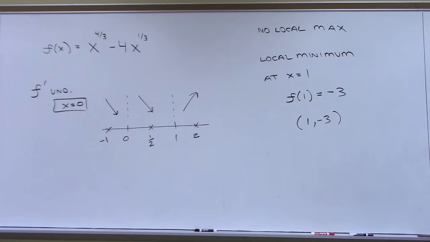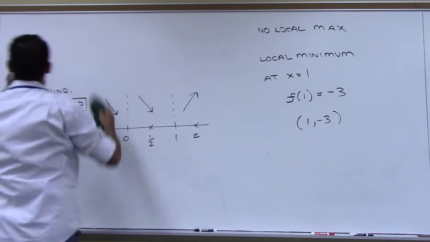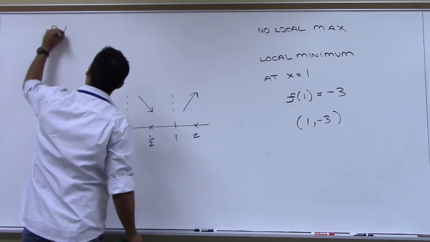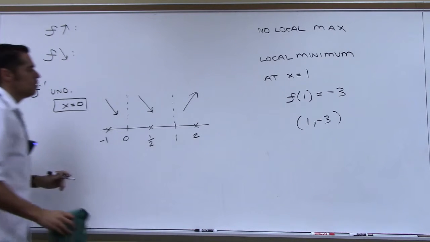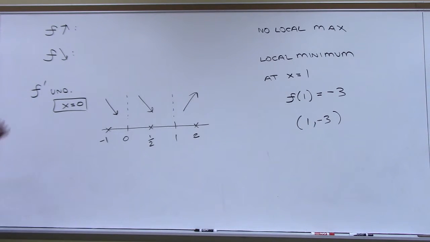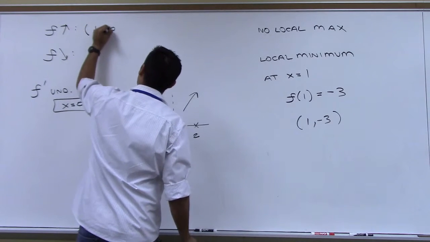Oh, did I ask for increasing? Okay, I did ask for increasing. I'm sorry, I thought I only asked for local maximum. Yes, I want to know where it's going up and down. I'm glad you mentioned that because there's something we have to look at here. So where's the function going up? Where's the function going down? Where's it going up? 1 to infinity, right? And I said use parentheses on increasing, decreasing.